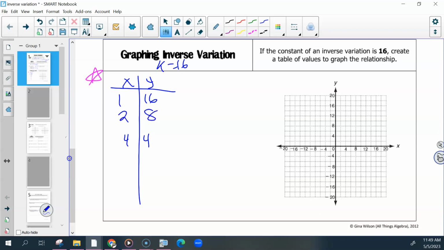Because we're going to graph this, we can also do the opposites. So 8 and 2 and 16 and 1. So you're going to graph those points on the graph. Be careful, it's counting by 2s, not 1. And it's going to make this curve shape. And you're going to draw a curved line through the points and draw arrows at the end.